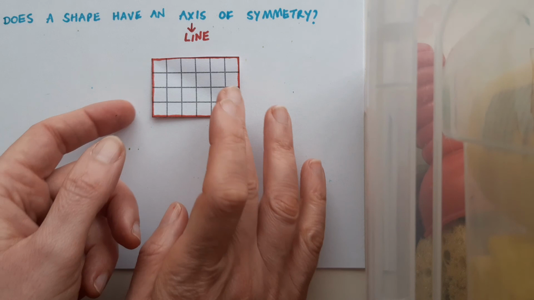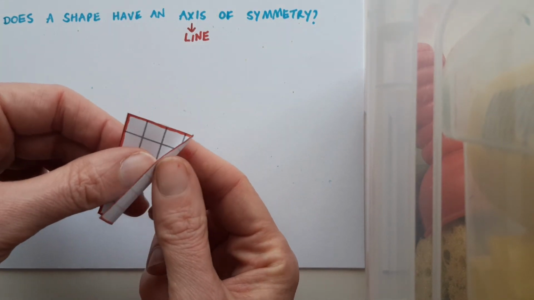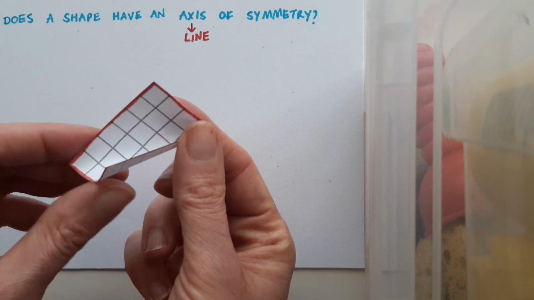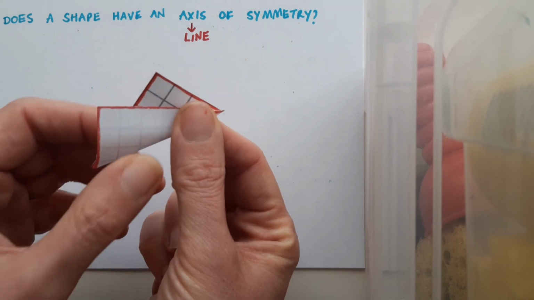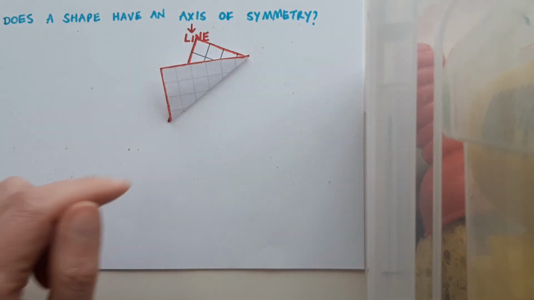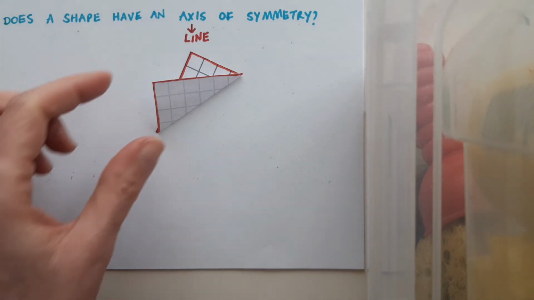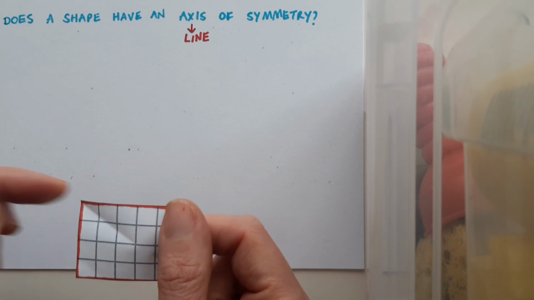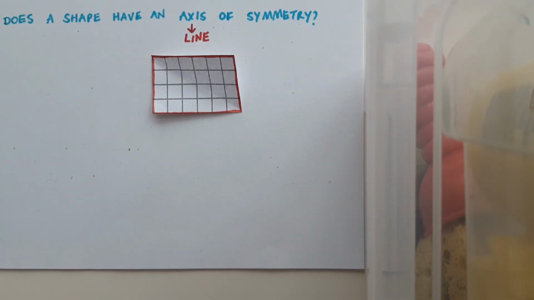One way to check is to actually take the shape and try to fold it along the line you suspect may be an axis of symmetry. If it is in fact an axis of symmetry, the shape should fold up exactly. But I can see here that when I fold along the diagonal, the two halves that it splits the rectangle into don't overlap perfectly. So the diagonal is not an axis of symmetry for this rectangle. This rectangle only has two axes of symmetry.